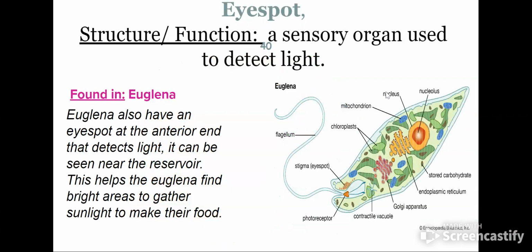An eye spot. Think of an eye. We use it to see. This is a sensory organ that's used to detect light, specifically in euglena. This is a euglena here. So they have an eye spot at the anterior end, and it detects light. This is the anterior end right here, kind of near the tail, back. And this helps euglena find bright areas to gather sunlight and make their food, because euglena are protists that do have chloroplasts, so they can do photosynthesis. The eye spot helps them get to that light to be able to do photosynthesis.